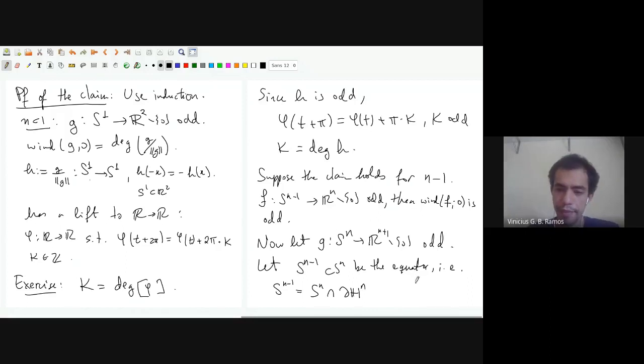Okay, I can draw a picture. I think everybody knows what I mean. But the equator also makes sense in higher dimension.